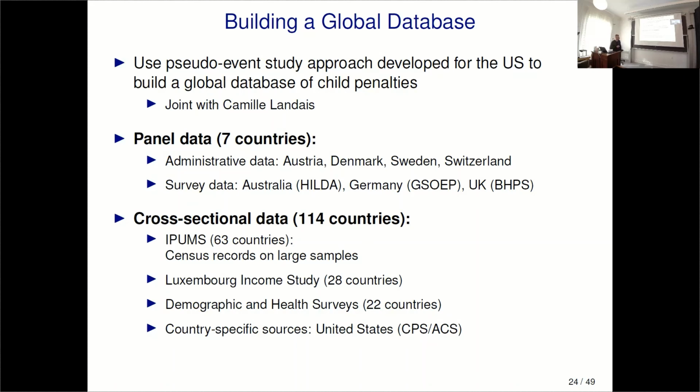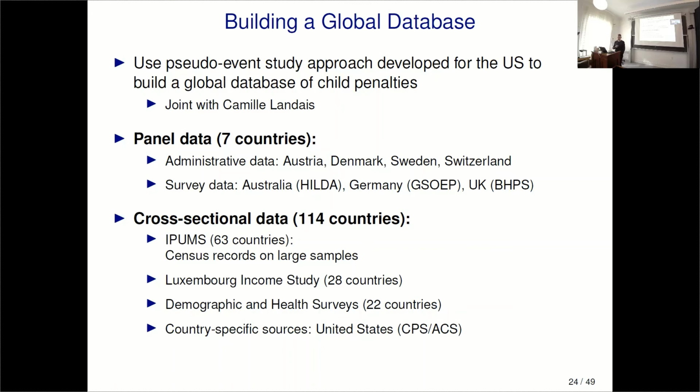A particularly useful resource is IPUMS, this international collection of census data. 90-something countries participate in IPUMS. We use 63 countries, namely the countries that have the kind of information we need to estimate this: labor market outcomes and information about children. But the beautiful thing about IPUMS is that they're really large data sets, typically 10% subsamples of the entire population. Sometimes you have several waves, which means that even for small countries, like say Fiji, you have hundreds of thousands of observations for Fiji. You can estimate child penalties for a tiny country like that.